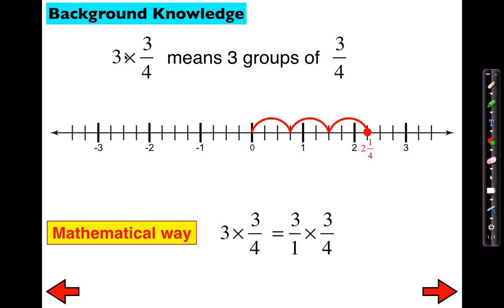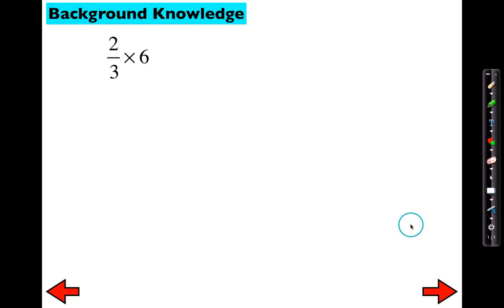Mathematically, what you would do is write 3 as a fraction by putting it over 1, multiplying it out straight across, leaving you with 9/4. Which does reduce to 2 1/4. So either way you see it, we get the same exact answer.